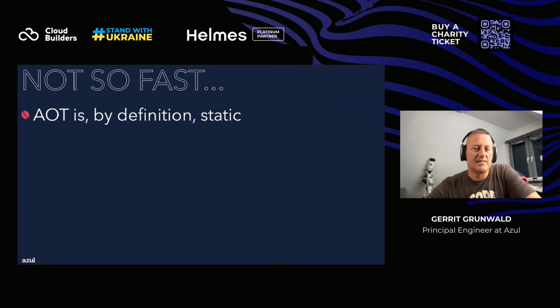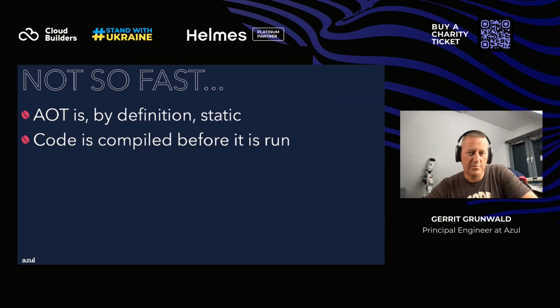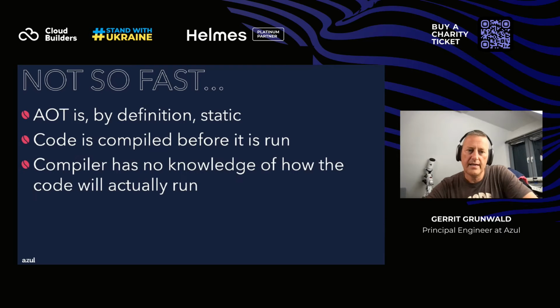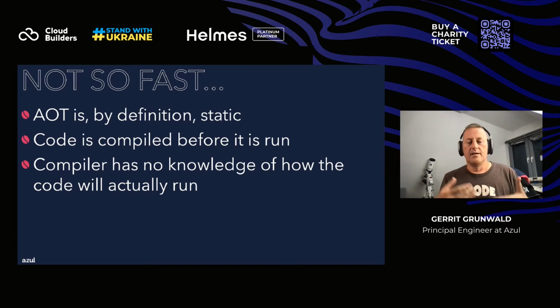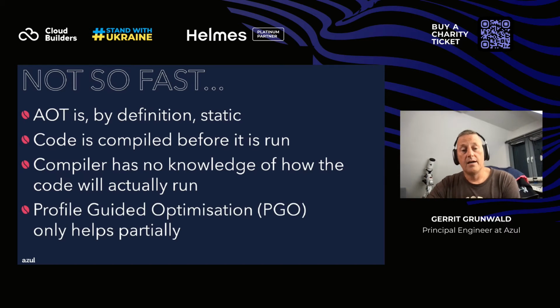Not so fast. AOT is by definition static. So that means the code is compiled before it is run, and the compiler has no knowledge of how the code will actually run. Keep in mind, we have these optimizations that the JIT can do. With the compiler, it can do some optimizations, but not really during runtime, right? So it's just upfront. And there is something called profile guided optimization, or PGO, and that only helps partially.